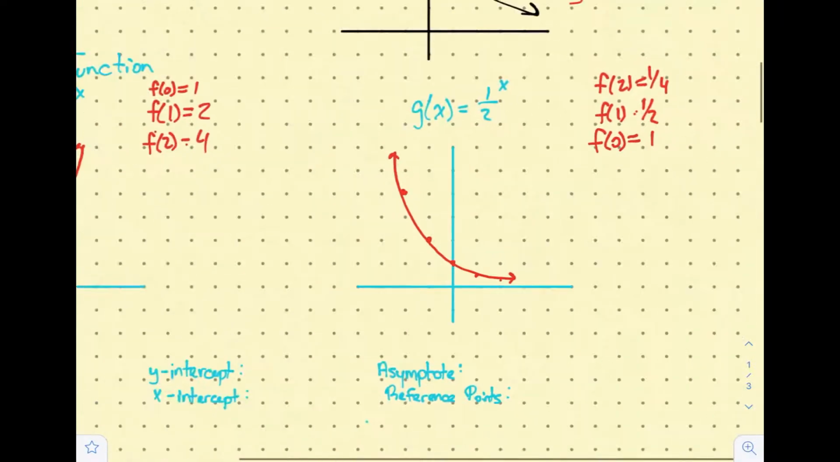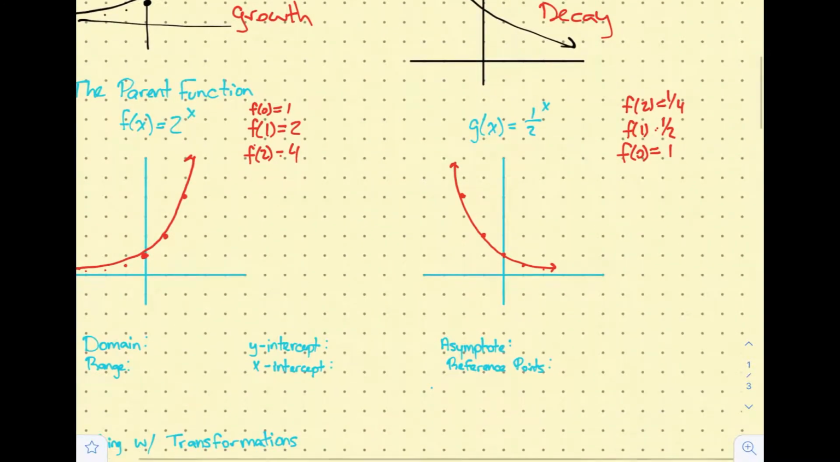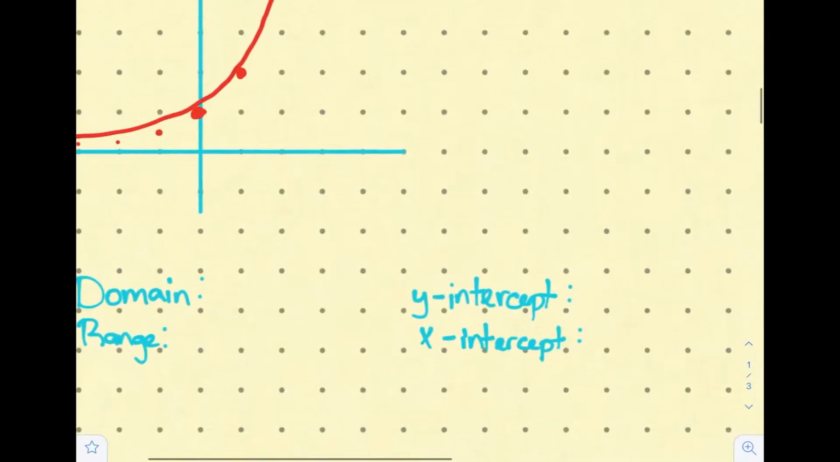So a couple of things to note about these exponential functions. First, the domain is always all real numbers. Our domain is always negative infinity to infinity for an exponential function. Our range of the parent functions is 0 to infinity, but it does not actually include 0. There's no exponent I can put on 2 to make it 0. I can make it very close, but not exactly.